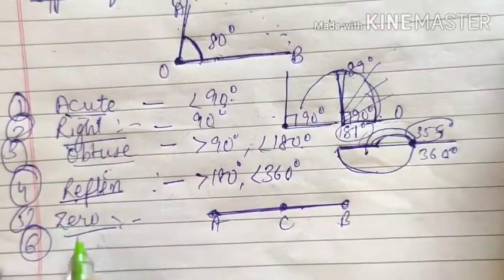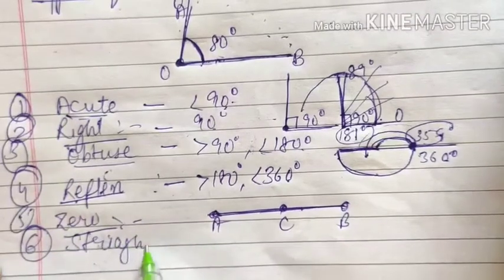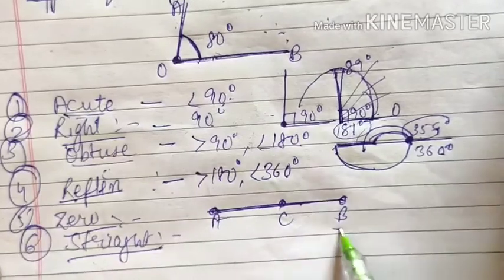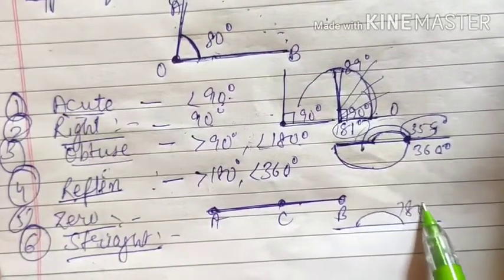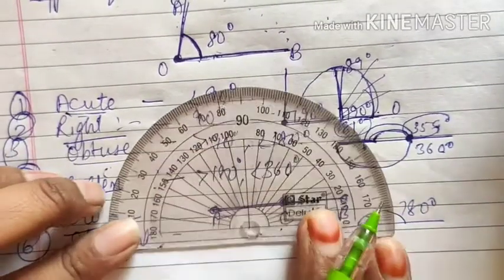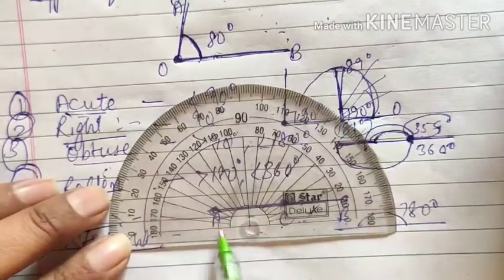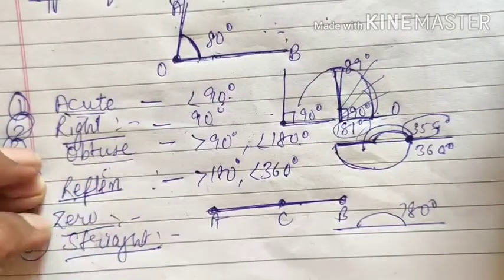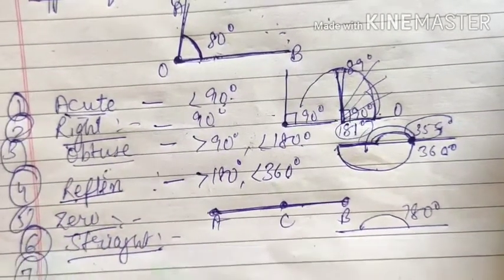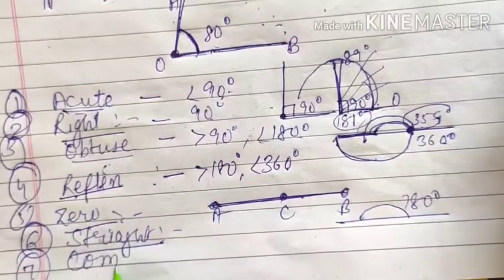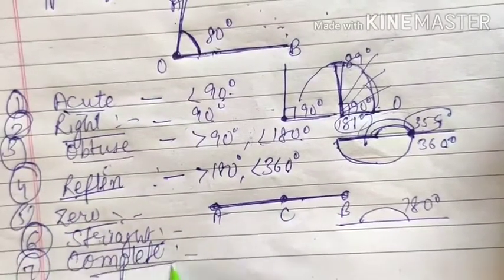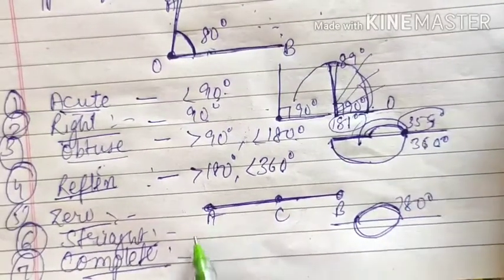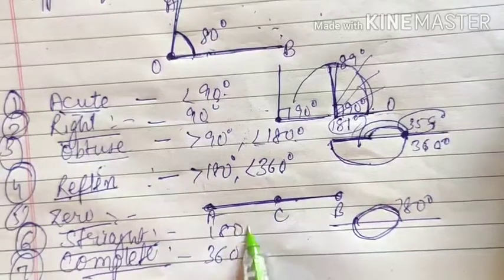And then it is the straight angle, or straight line angle, named by both names. Straight line means, as I said right now, any angle on a straight line is 180 degree. If you want to see, you can see in your protractor. This is the straight line, the baseline, and its complete angle is 180 degree. Then the last one is complete angle. Complete means complete, this one complete, and as I said, that is 360 degree.